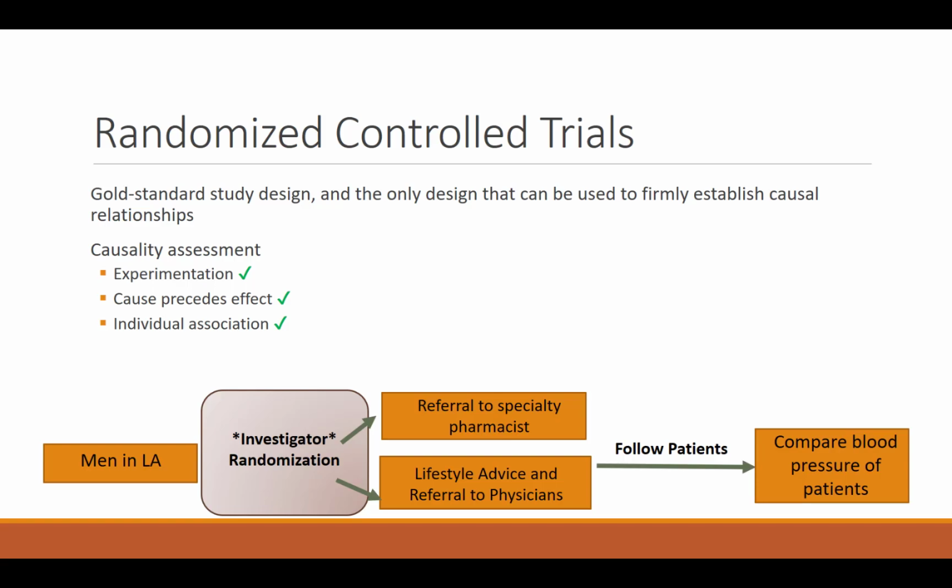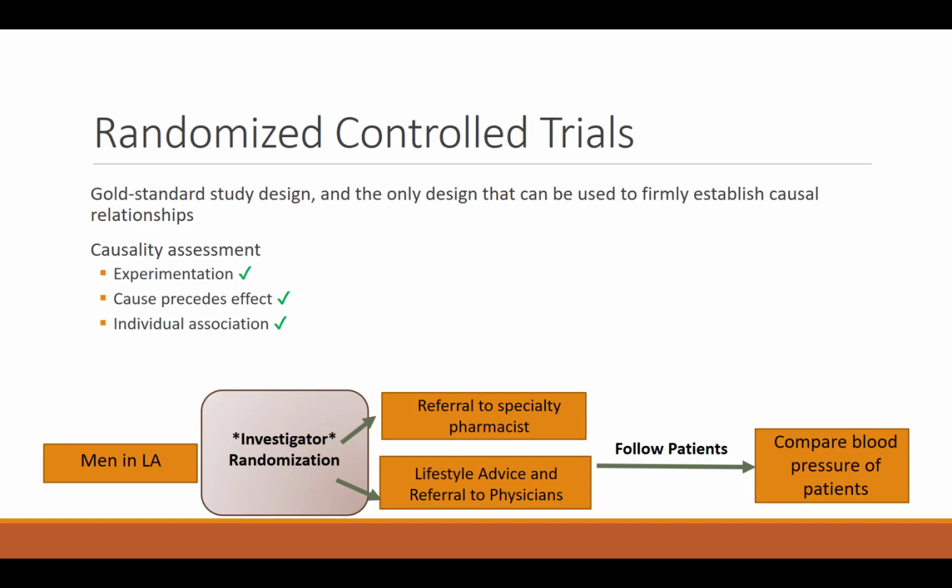In terms of causal assessment, our RCTs are considered the gold standard study design and the only study design that can be used to firmly establish causal relationships because they fulfill our 3 causal criteria: experimentation, directionality, and individual association.